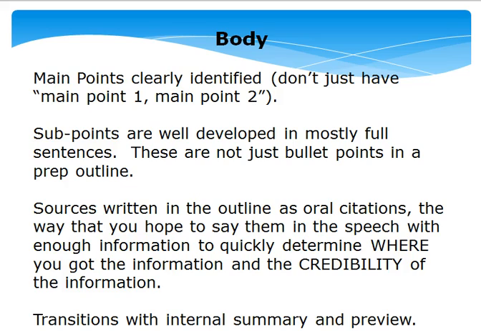You're going to write your sources in the outline as oral citations, which means this is with enough information that we as an audience member or as a listener can quickly determine, where did you get the information? So the author, the name of the article, if you got it online, if you got it in a book, if you got it in a magazine, what was the name of that website? Those would be similar to demographic information. And then also, why is this source credible?